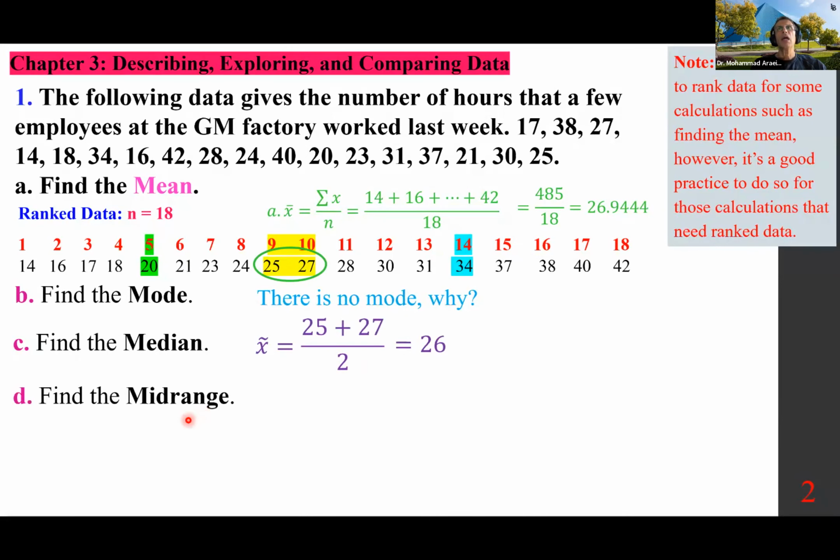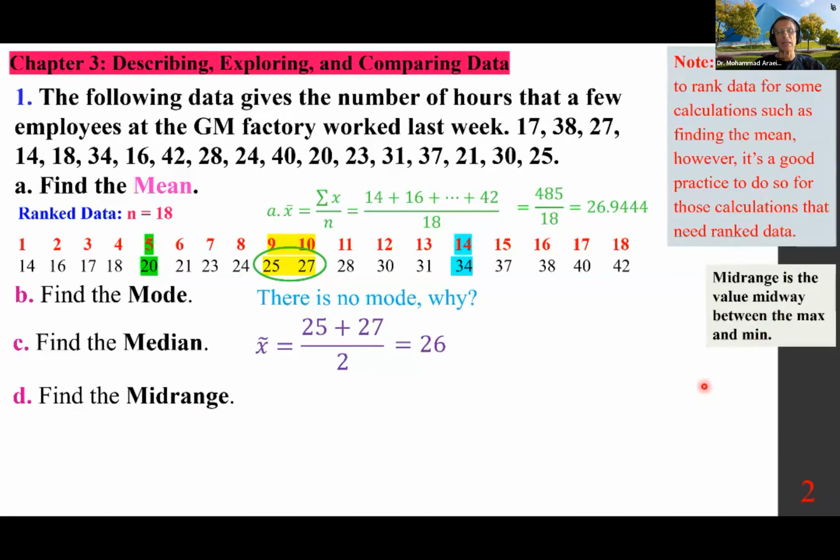Mid-range. By definition, mid-range is the sum of the min and max in any order, max and min, divided by 2. It is the value midway between the max and min and calculated as max plus min divided by 2. And again, if I don't have it ranked, I make a mistake. So 42 and 14, add them up, divide by 2, we get 28.